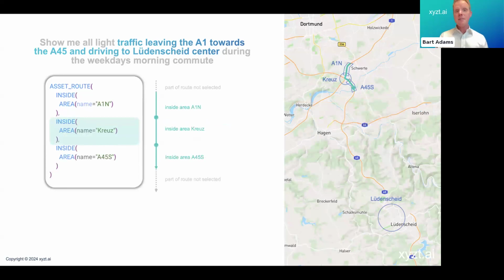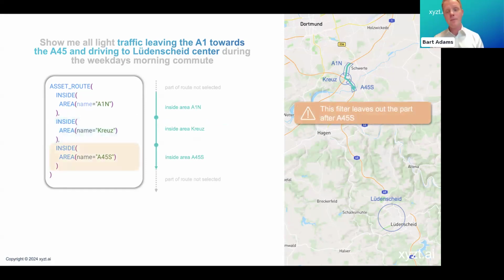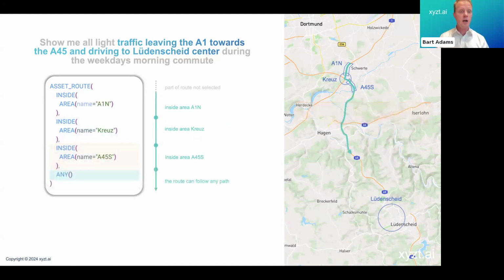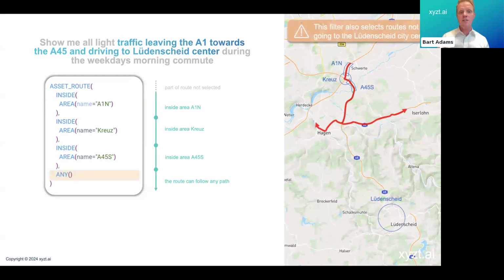So is this my final query? No, because what are we looking at? We're only looking at the part of the trip inside those three areas, because that's what we defined here. So what I can do is add another section to my route saying, for example, any. And I think some of you might already see this is not going to cut it, because any means literally any part of the trip. And this filter will also select trips that drive like this, but then they don't go to Ludenscheid. They drive away east or they drive away west, for example.